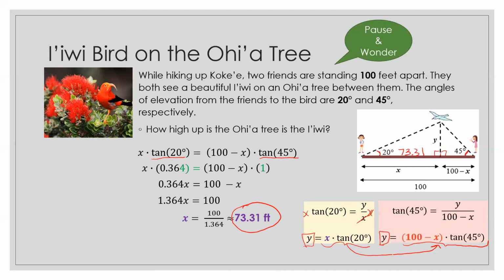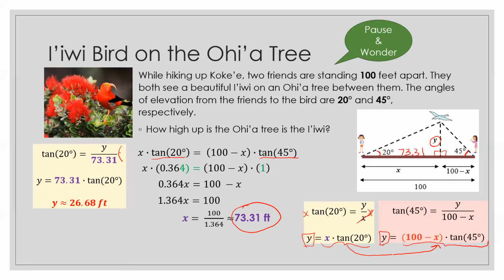So now how are we going to find y? We know the angle. We know the 73.31 as the adjacent side, and we are looking for the opposite. So we would write tangent of 20 degrees is equal to y, which is opposite, divided by adjacent, and that's 73.31.